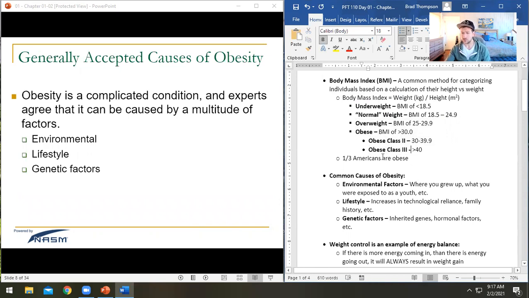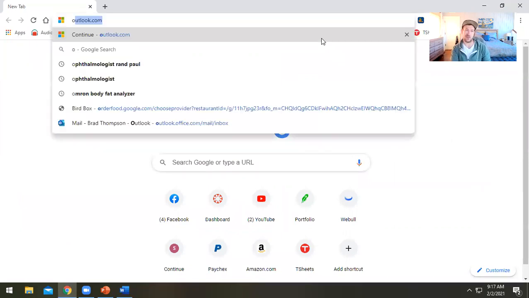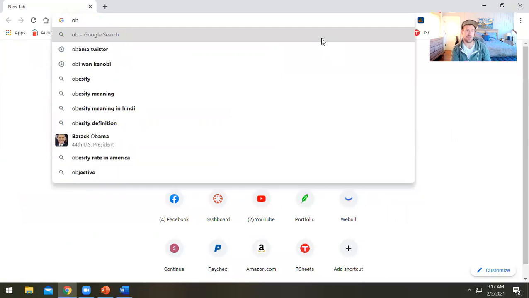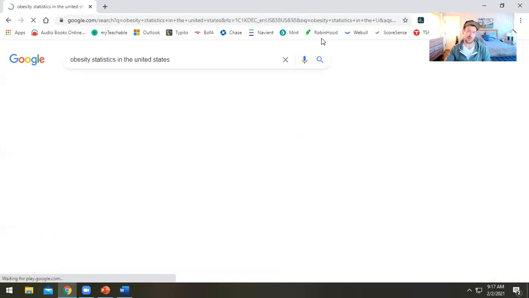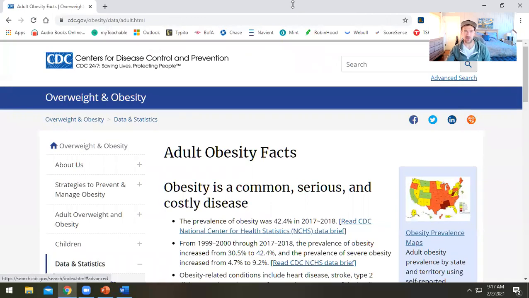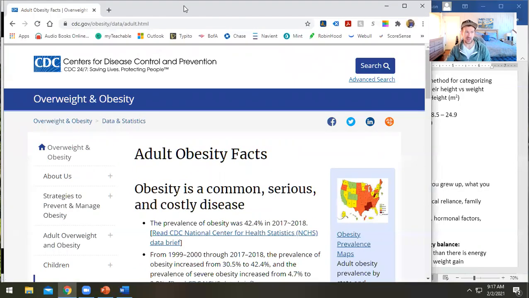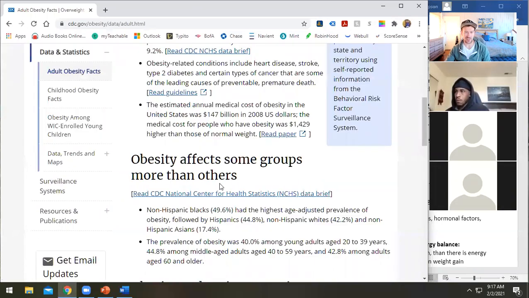And so we know that about 1/3 of Americans are currently obese. So they're saying 33% there. It's actually about 40%. Let's take a look here. Obesity statistics in the US. There we go. That'll work. All right. So this is the CDC's website, and they did a report called The State of Obesity. And let's take a look.